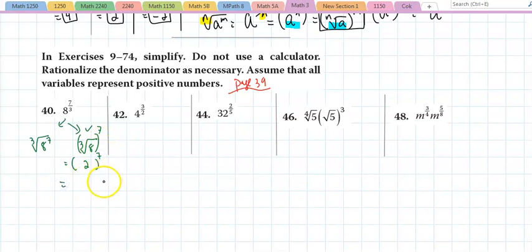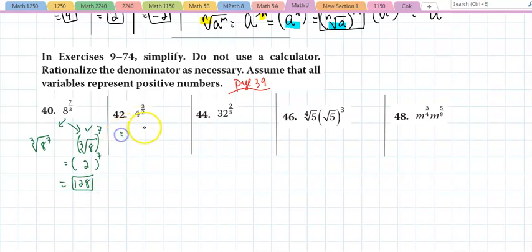2 to the 7th, that's 2, 4, 8, 16, 32, 64, 128. And the same deal here.